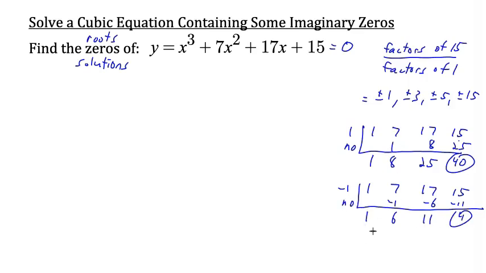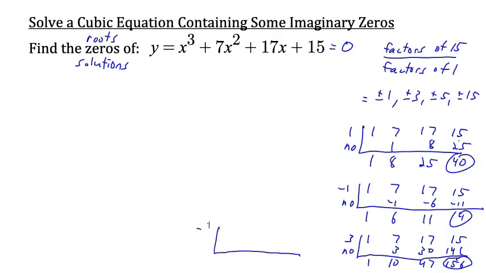Let's keep trying with 3. Definitely not a remainder of 0 on that one. Let's try negative 3. Success. Remainder of 0. We found a root. So negative 3 is a root of this equation.